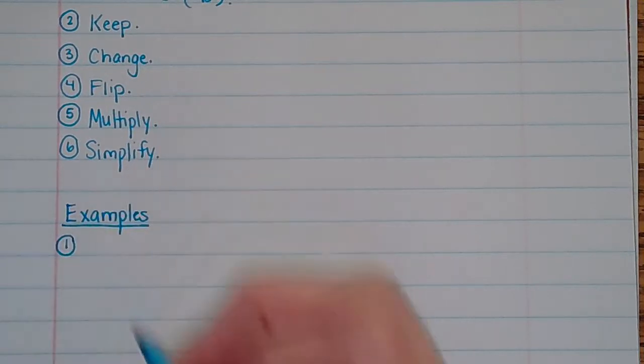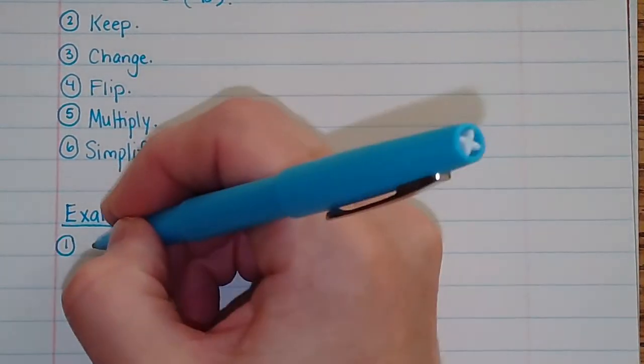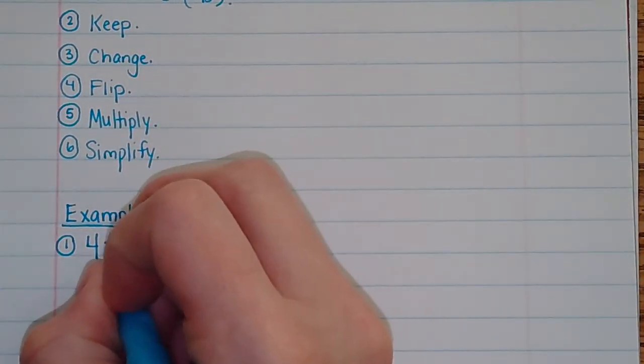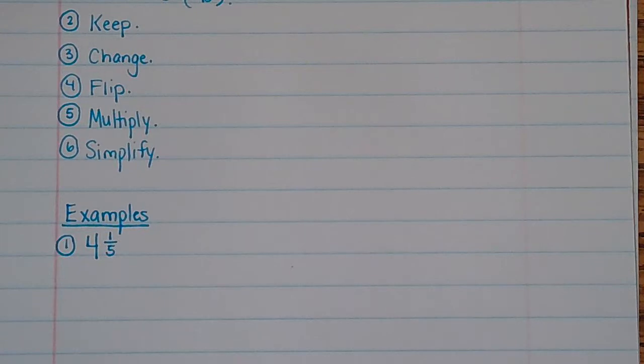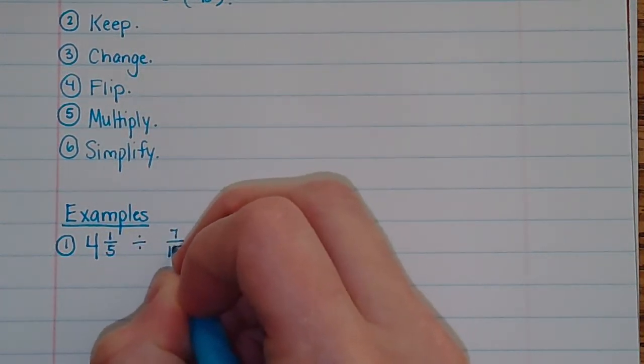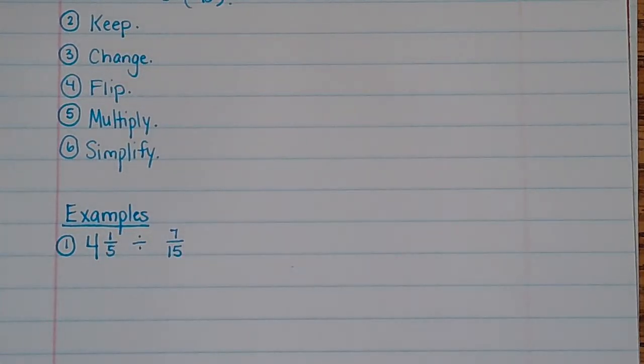All right, let's see, what are we starting with? Let's start with 4 1/5 divided by 7/15. Okay, 4 1/5 divided by 7/15. Okay, so I see pretty much the problem I've already done before, but now it's just got an extra little step in it. So the first step, the new step that we just wrote down at the top, was make sure there's no mixed numbers or whole numbers, okay?